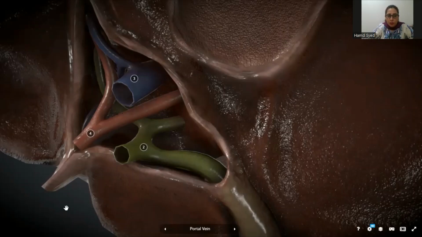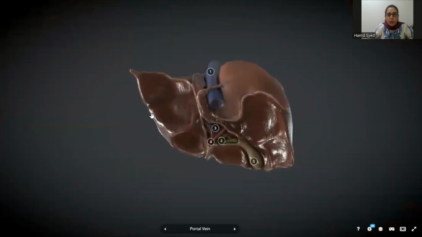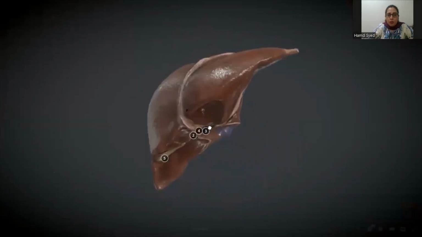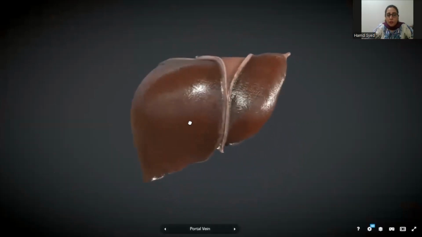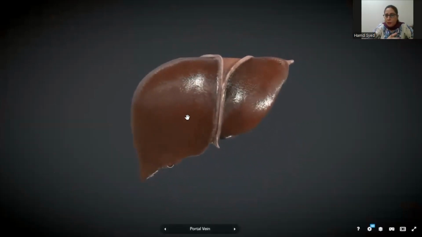anterior direction. Okay, so this is the digital model of the liver, just to get a whole dimensional view of the liver of this gland. Okay, so let's now move back to our slides.